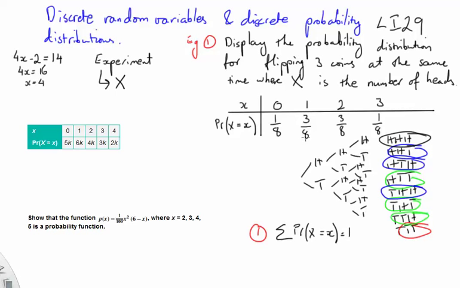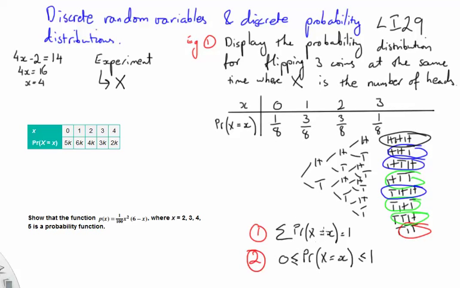1/8 plus 3/8 is 4/8, plus 3/8 is 7/8, plus 1/8 is 8/8, which is 1. Beautiful. Rule number 2. All the probabilities must be between 0 and 1. Let's have a look here. Yep, these are all between 0 and 1. These probabilities can't be negative.